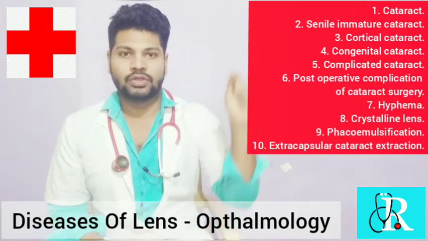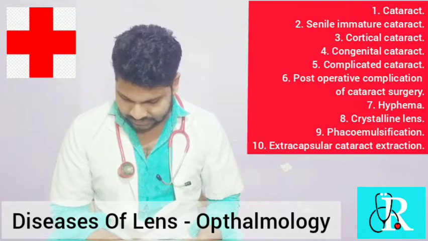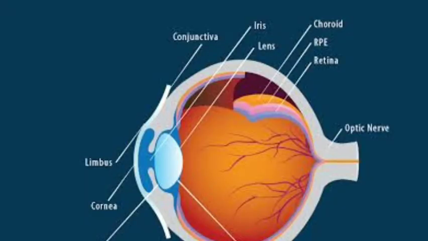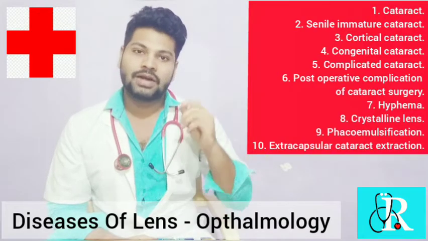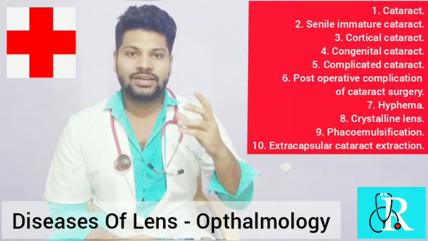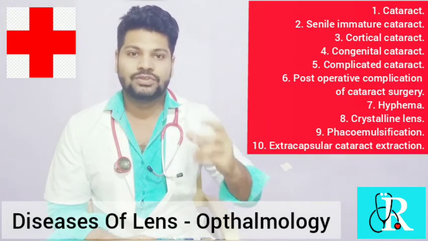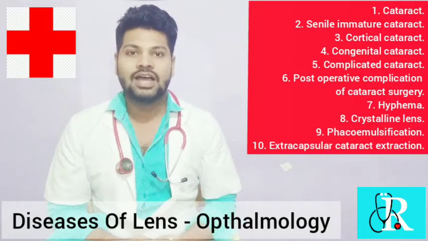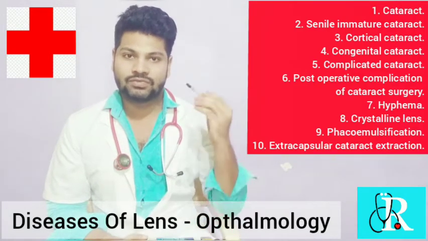So today in this ophthalmology playlist, we'll be discussing the diseases of the lens. The lens is an anatomical part of the eye. It is a crystalline lens. It is transparent when we are born, but as age progresses, it goes cloudy and turns into a cloudy mass of tissue that we know as cataract. So we'll be discussing within this video all the things that are related to the diseases of the lens.